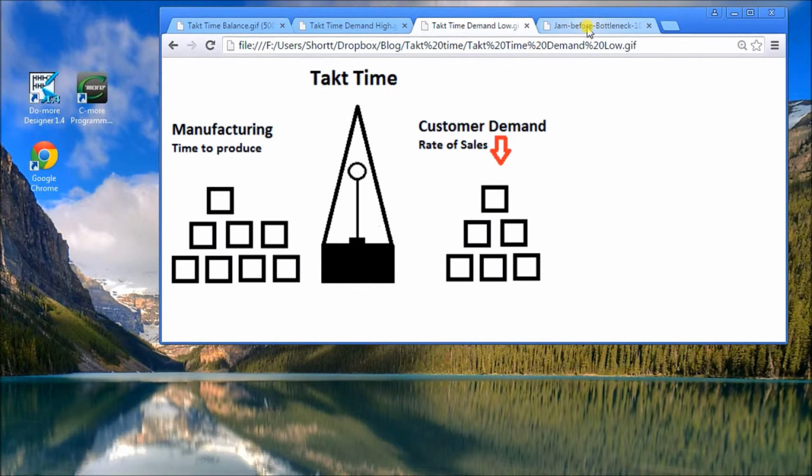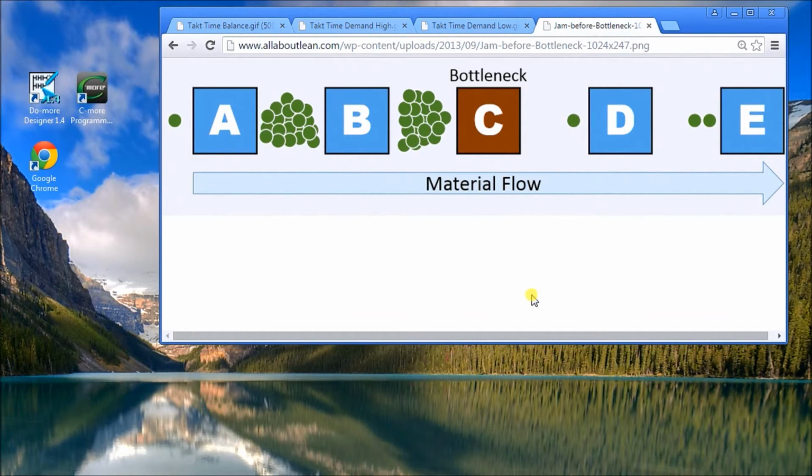Part of discovering our takt time is that we will discover bottlenecks within the organization. If we look at our flow of material, our bottleneck is the line which will not produce enough, producing at a rate that is typically higher than our takt time. Here, the bottleneck is our C process.